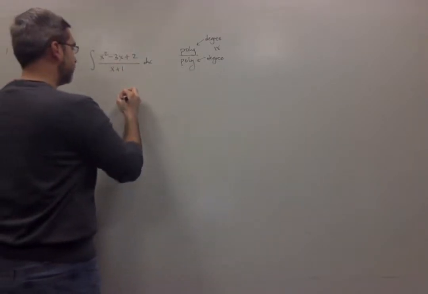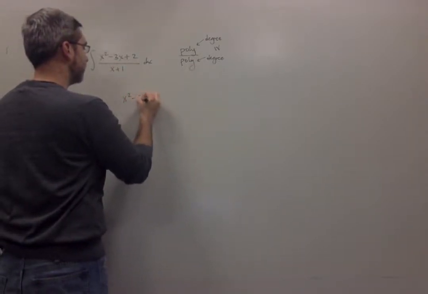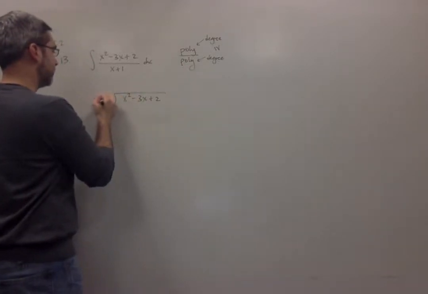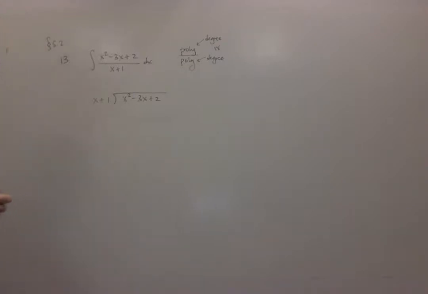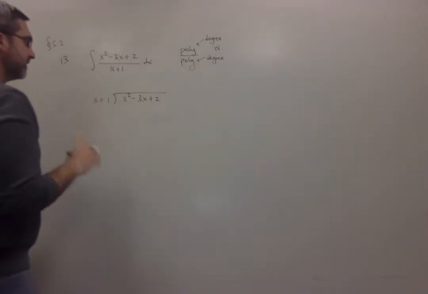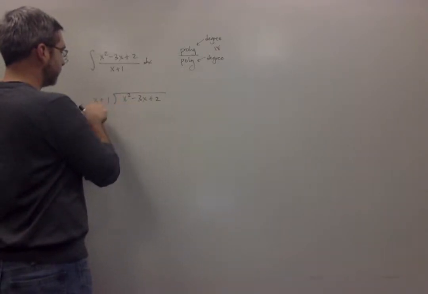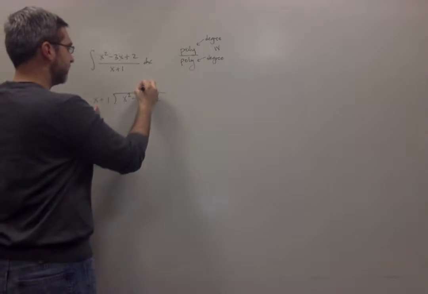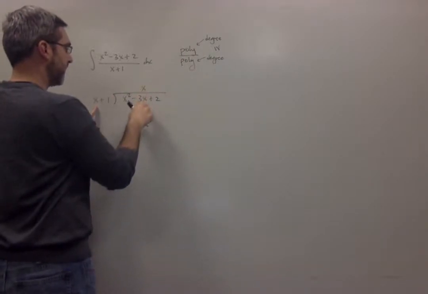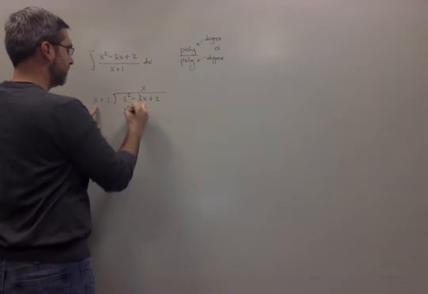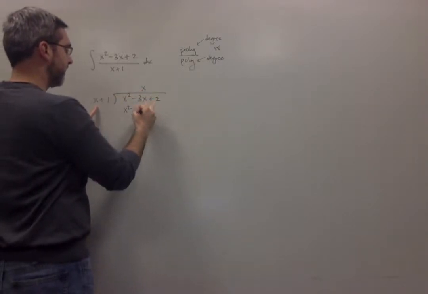But what we need to do, we need to take x squared minus 3x plus 2 and actually divide x plus 1 into that. So if it's been a little while since you've done something like this, that's okay. What I need to do is look at x, and what do I need to multiply x by to get x squared? That's going to be x. I line that up with the x here. So x times x is x squared, plus x times 1 is x, and then I subtract.